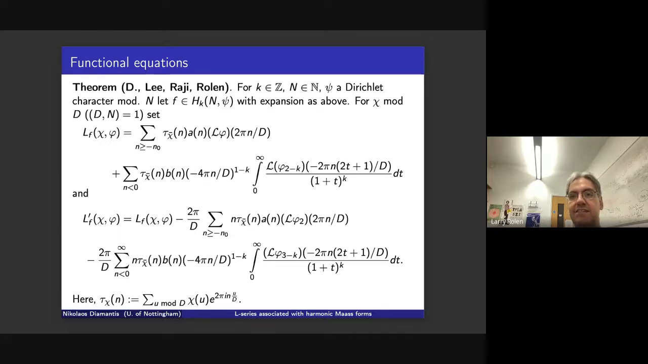Our parameters: K in Z, although, as I will say later on, we can extend to half integral weight K, is very important for our future work. N is the level. Psi is a Dirichlet character mod N. And we consider an F with, by now, familiar Fourier expansion for character psi. And now for any character, not necessarily primitive, modulo D, where D is coprime to N, in the classical setting so far, we define the twisted L functions of F.